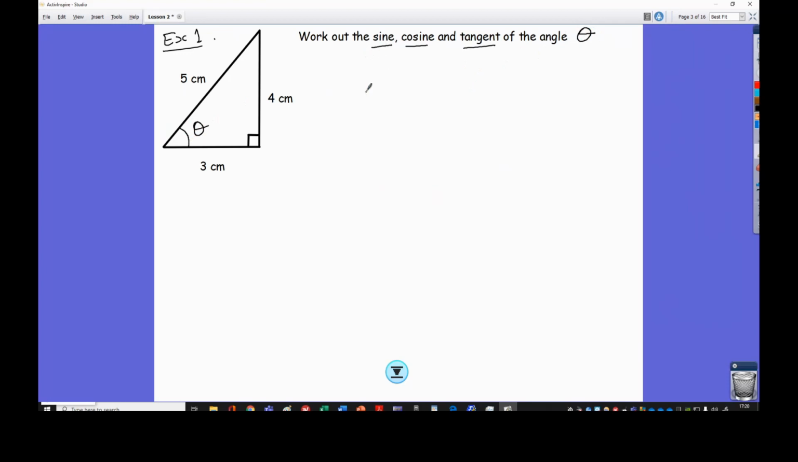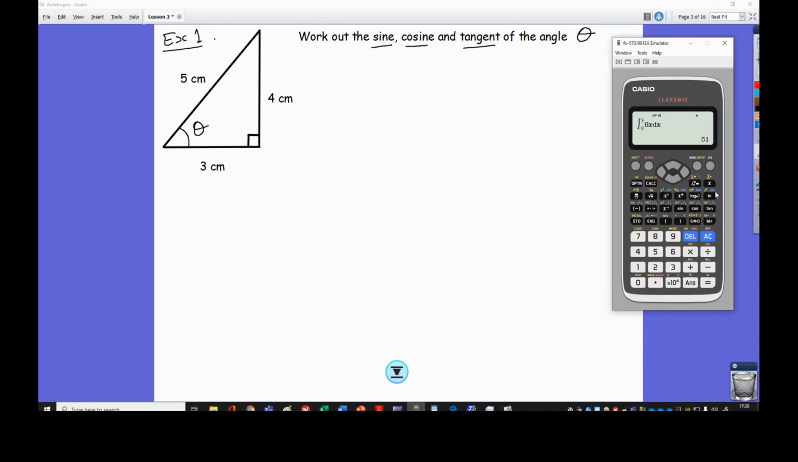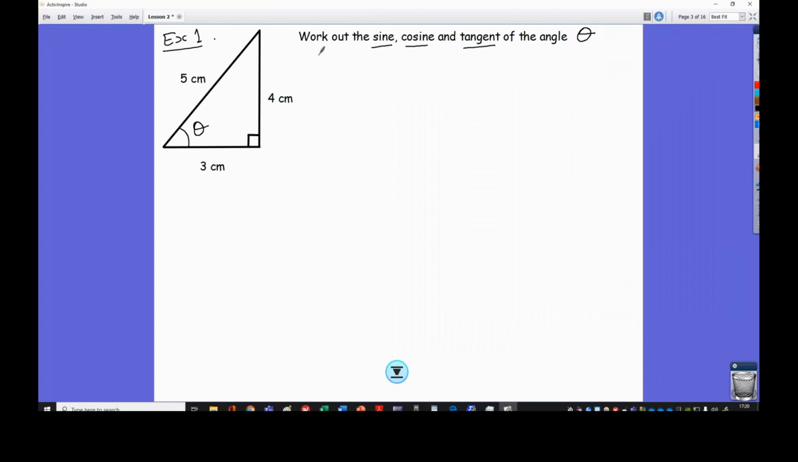Now, to do this, you may have seen sin, cos, tan on your calculator. So if I just get my calculator on the board, this is the right one. You may have seen sin, cos, tan on your calculator. And basically today, that is what we're going to be looking at. So what we need to do is remember SOHCAHTOA. So write that down, etch that into your memory. Just remember that mnemonic, SOHCAHTOA, because that gives us what the trig ratios actually are.